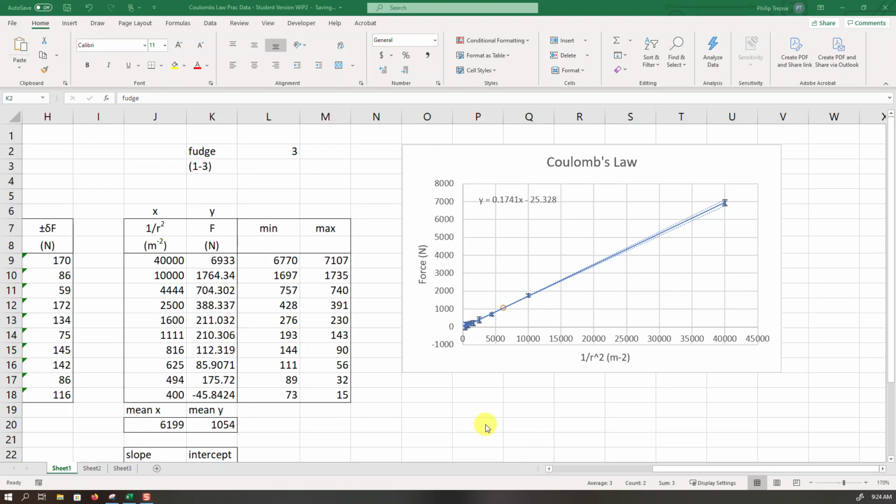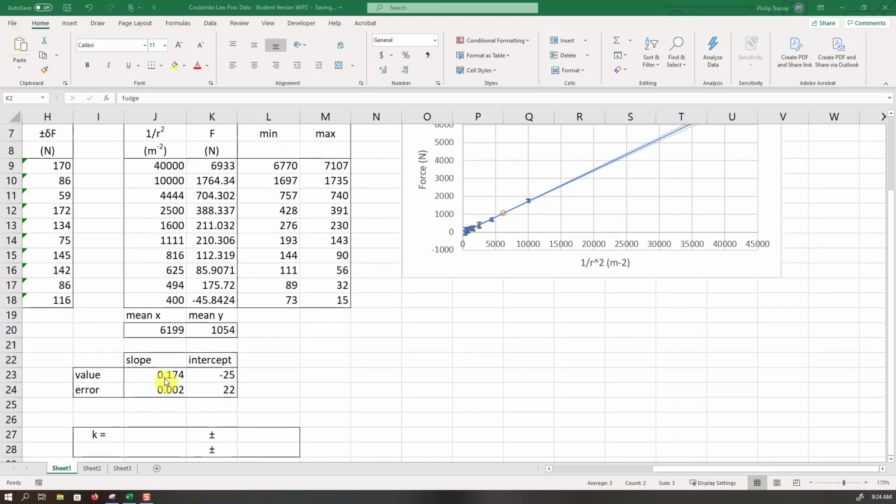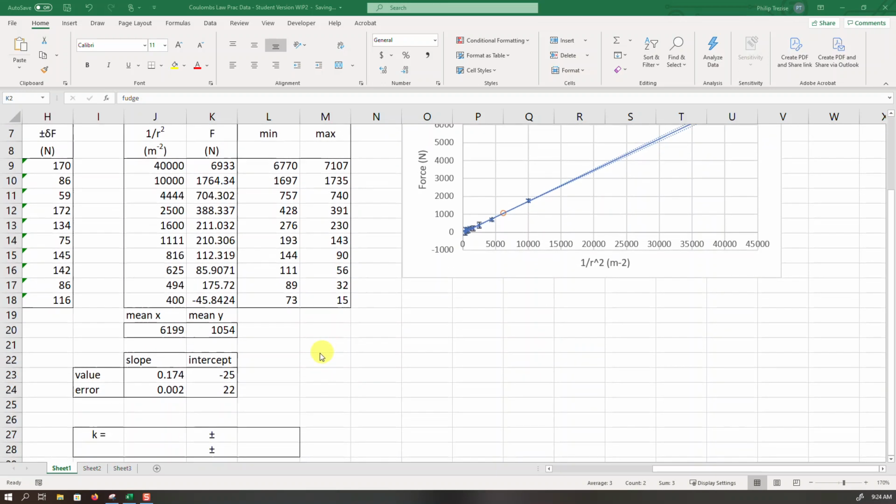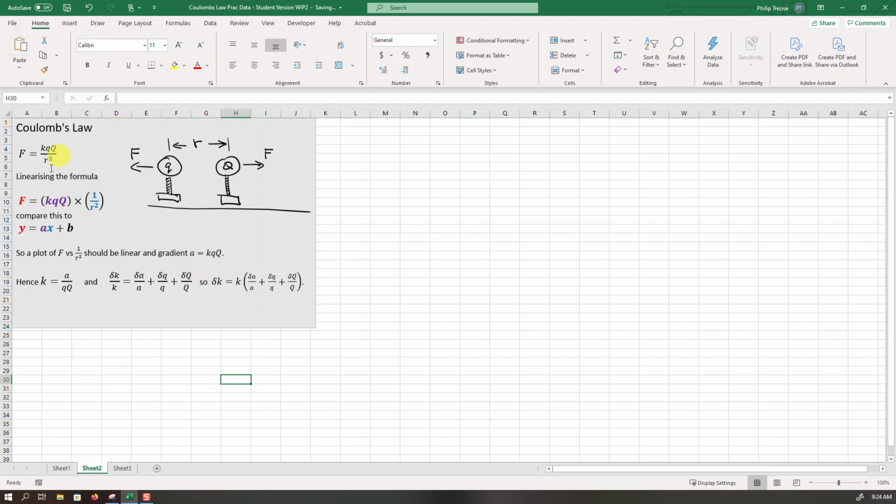Last time we did some advanced statistical calculations with Excel to calculate the uncertainties in our gradient, and then we enhanced the appearance of our graph as a result. Now, this time, we're going to use the gradient and its uncertainty to calculate the Coulomb constant from our experimental data. Let's go back to our theory page for a moment.